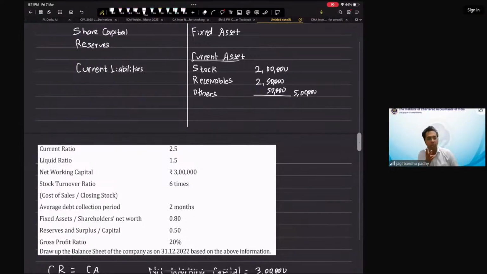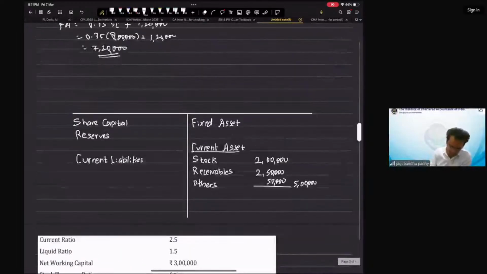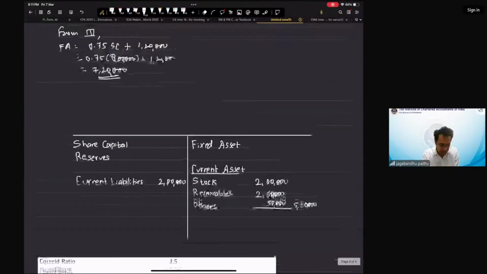We use stock turnover. We have used the average debt collection period. Now let's come to the current liability. We have current liability also, right? Current liability is 2 lakh.